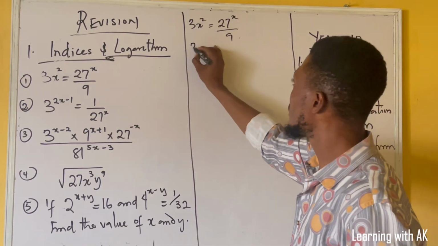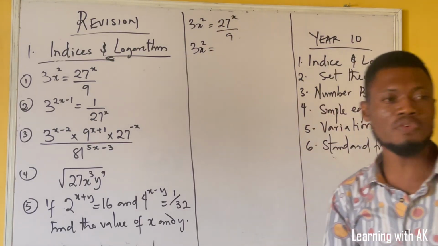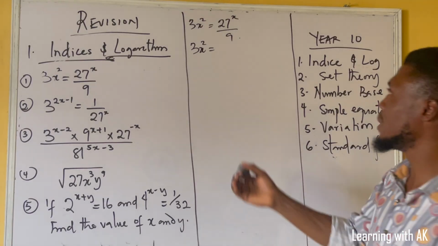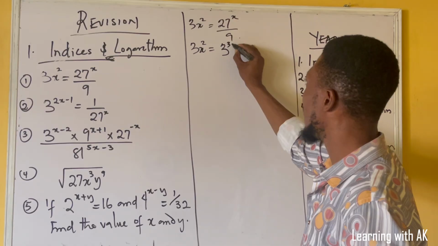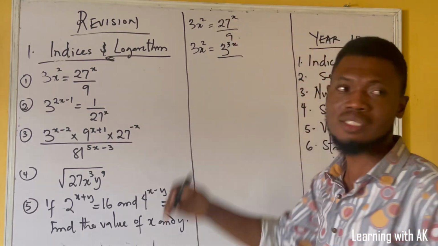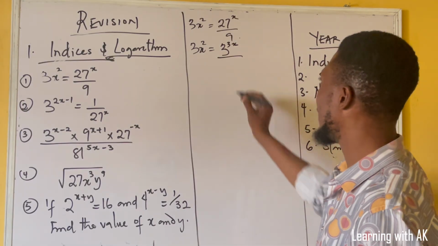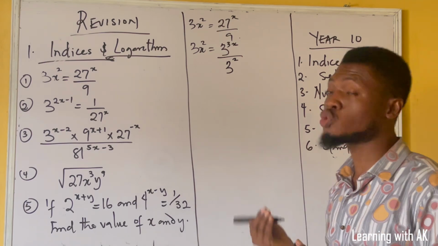Hence, this is 3 raised to the power x squared equals, now for 27, 27 is 3 times 3, 9, times 3. That's 27. Hence, 27 will be 3 raised to the power 3. Don't forget the x is there. 27^x over 9 is 3 raised to the power 3x. And 9 is 3 squared. Now, let's go and apply our rules.